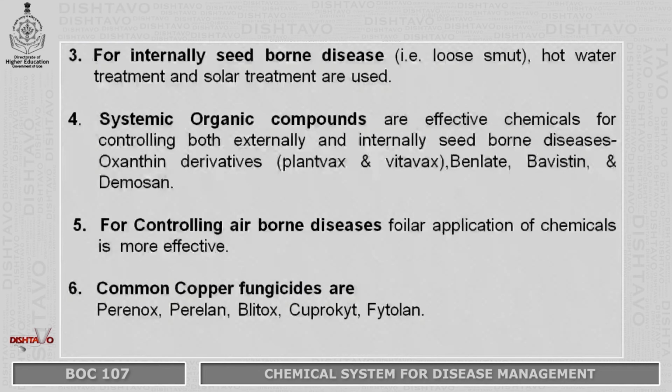Next we have systemic organic compounds, which we will be discussing in detail later. They are effective chemicals for controlling both externally and internally seed-borne diseases. Examples of such compounds are oxathiin derivatives, benomyl, bavistin and demosan. Now, for controlling airborne diseases, foliar application of chemicals is more effective. Common copper fungicides include Perenox, Perilen, Britox, and Phytolon.